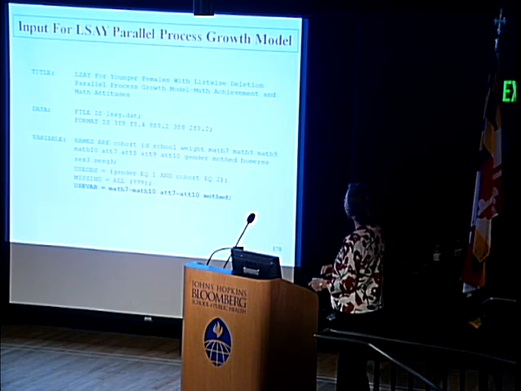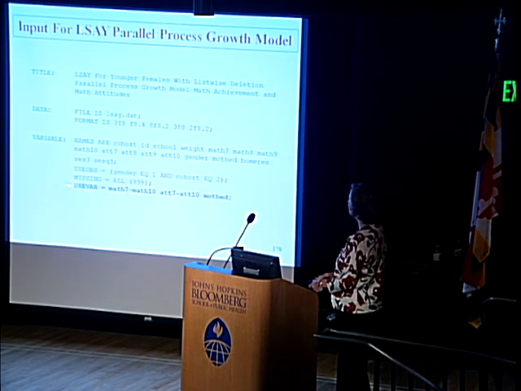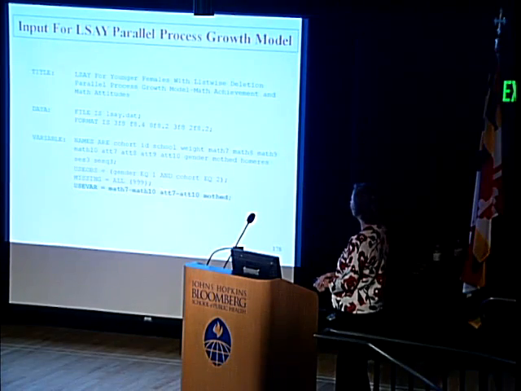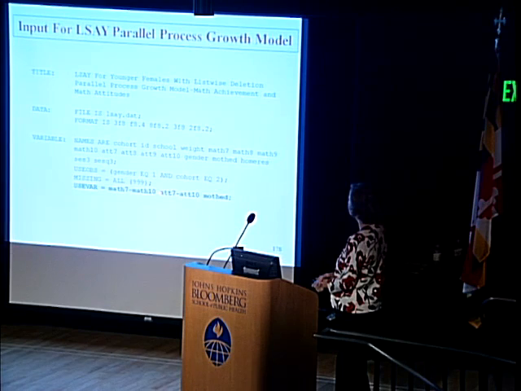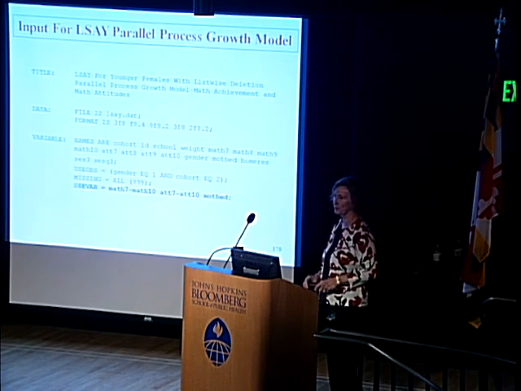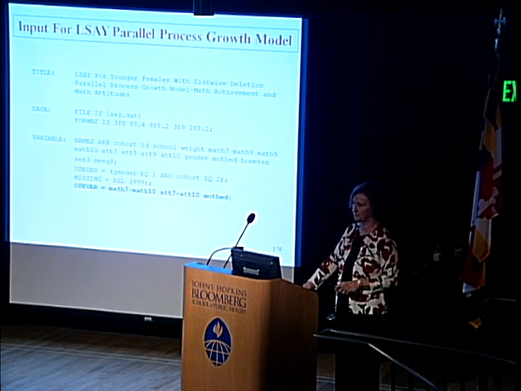Okay, so let's look at the input. You can see now the used variable list. We've now added the attitude variables, ATT at7 to at10. And now we're only using one covariate, mother's education. So we've taken the other two covariates off of the used variable list because they won't be used in the analysis.